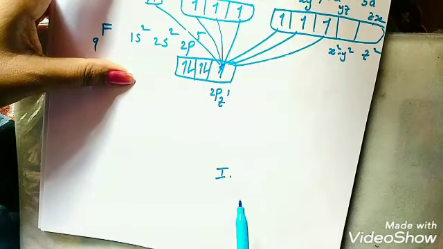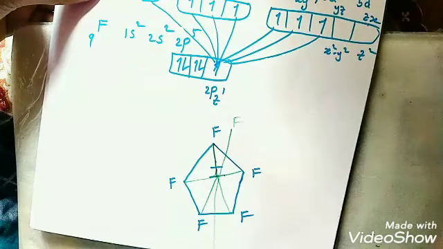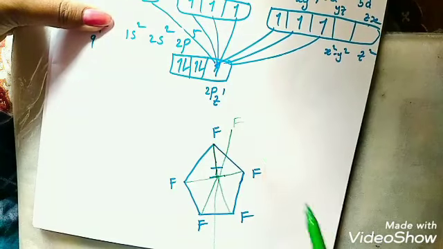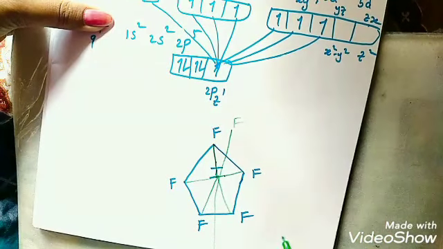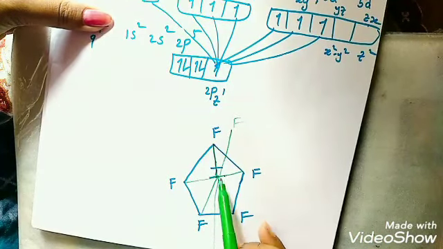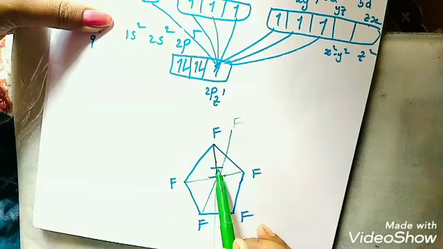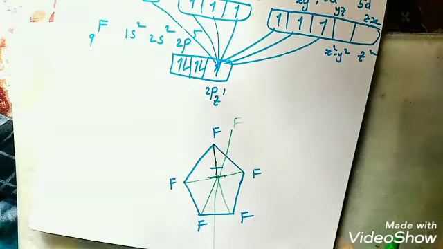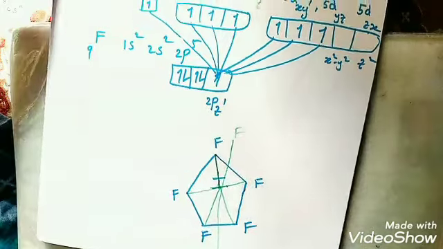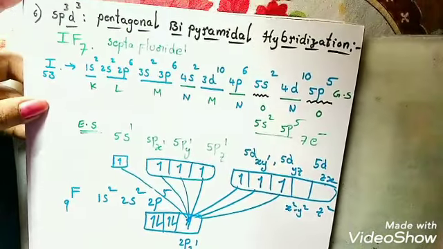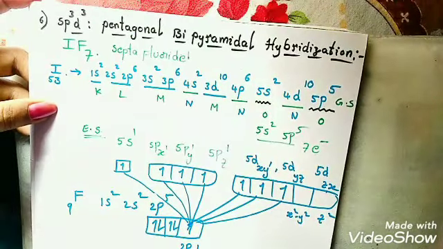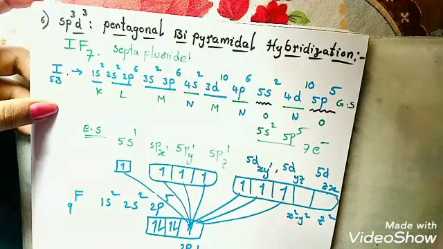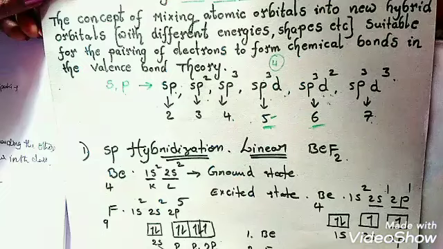iodine is the central atom. The structure will be like this. 7 fluorine atoms surround the iodine. Iodine is the central atom. So students, this is about our today's class about types of hybridizations with their relevant examples with their bond angles.